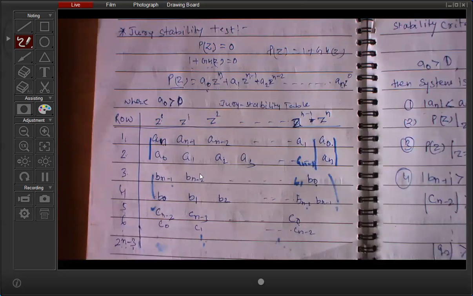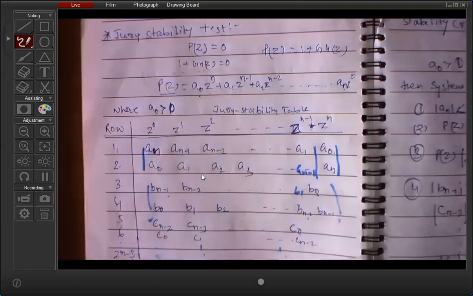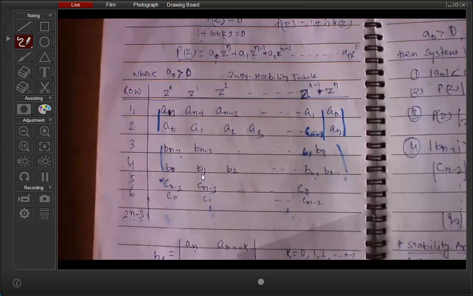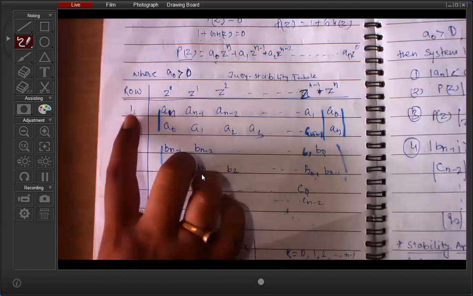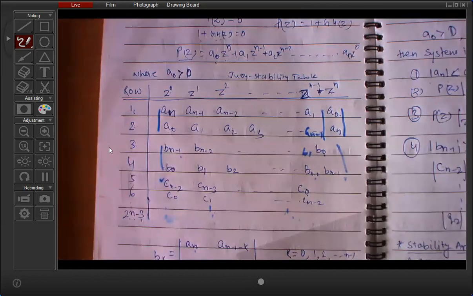So you have to write these elements for rows from 1 to 2n minus 3. What is n? n is the order of the polynomial P(z). Now, when you have written the first and second rows of the Jury stability table, we have to write down the third row.